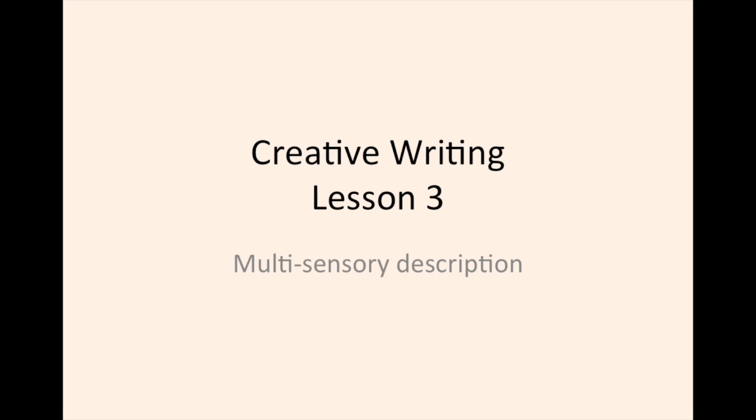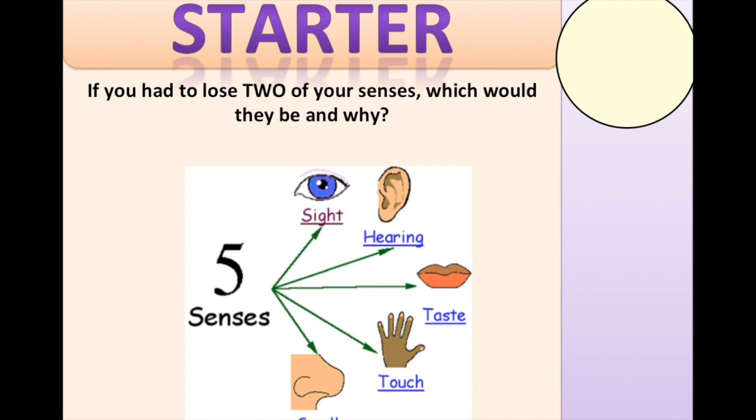Today we're going to do a creative writing lesson in multi-sensory description. I've put together this PowerPoint with some other resources to help you climb the AOs, the assessment objectives, because what you have to do is use unusual vocabulary and sentence structure. One way to help you climb the AOs is to use all of your senses.